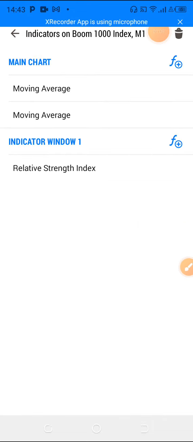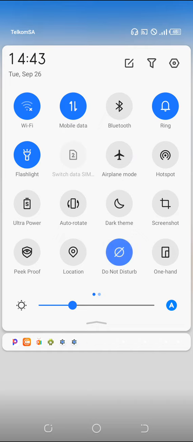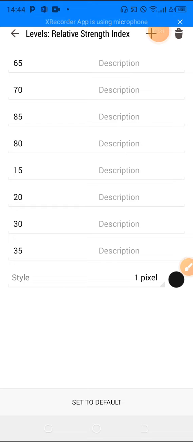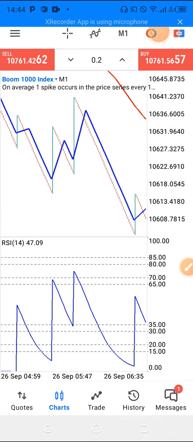So we're done. Then the next one is the Relative Strength Index. We have the following settings: a period of 14, apply to close, style 2 pixels with the color blue. Then the most important part is the levels. These are the levels that we have: level 65, level 70, level 85, level 80, then level 15 and level 20, level 30 and level 35. Those are the levels that we're going to be making use of. So we are done with the settings.